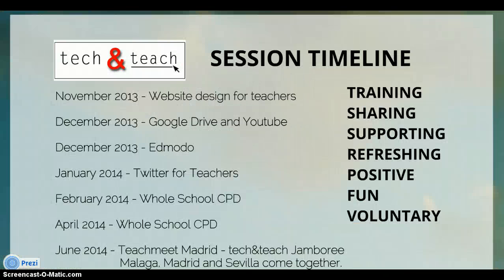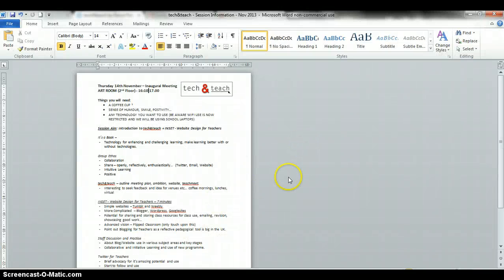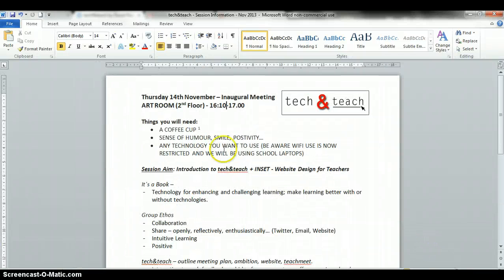So we will be starting next Thursday, the 14th. I'll quickly flick to this. This is sent through on this email as well. It's just a brief outline of what we'll be looking at in the first session. Things you'll need: coffee cup, and the rest of it you can read through.